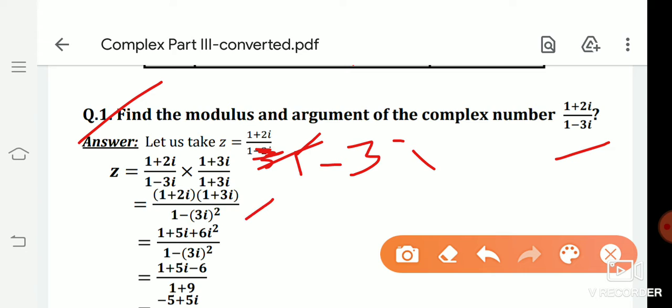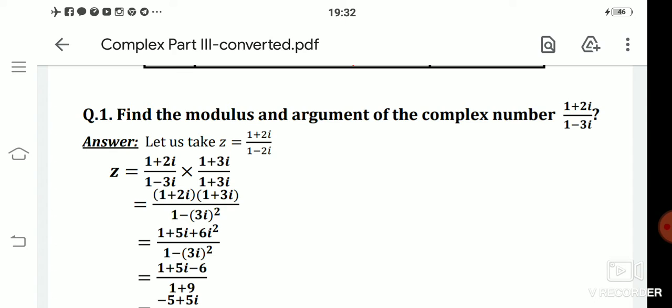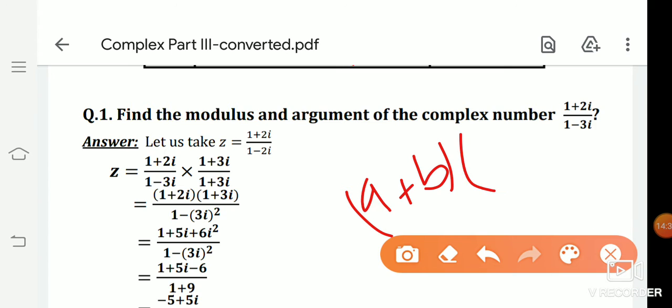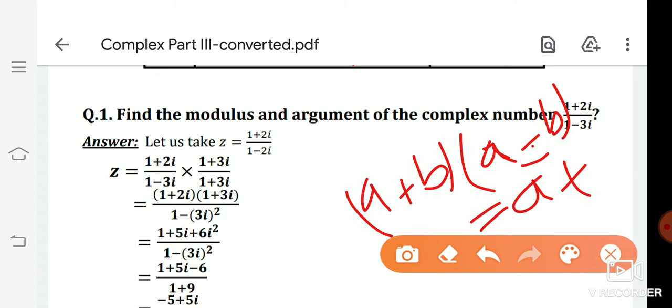So in the next step, in the denominator we will get 1 minus 3i into 1 plus 3i, that means a plus b into a minus b, and we all know that a plus b into a minus b is always equal to a square minus b square. Okay, here the same concept we have applied.